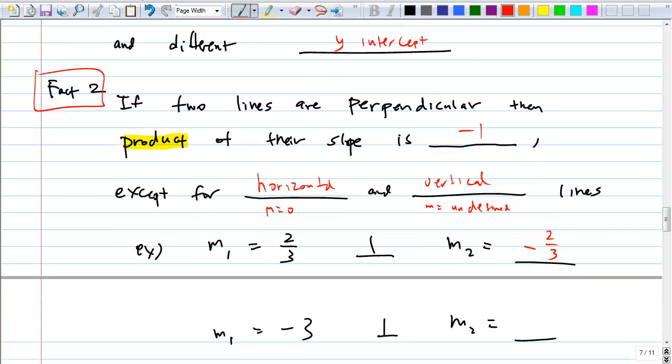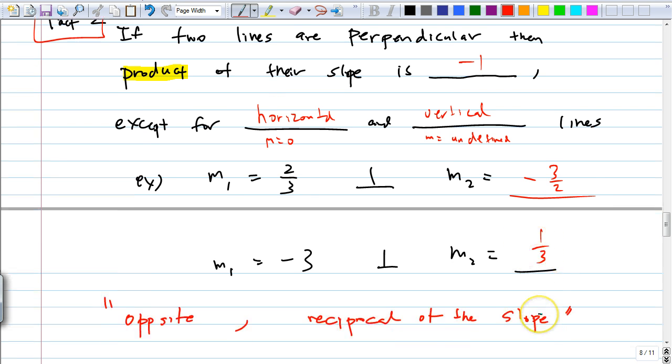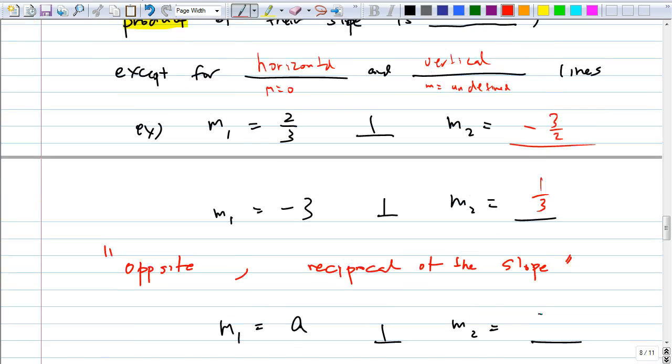What about if it's 3? One must be the slope of the other line. Negative? No. Oh, it should be 3/2. Thank you, Nicole. I almost made a mistake. What about the slope of the other one? If I put -3, the slope of the other one, if they're perpendicular, must be 1/3. That's correct, right? So they have to be opposite reciprocals. So if it's A, the slope of the other one is -1/A.